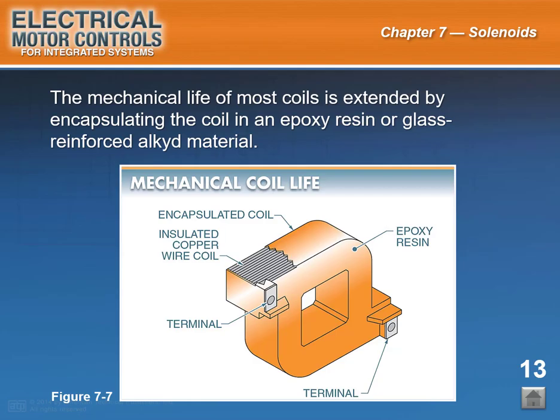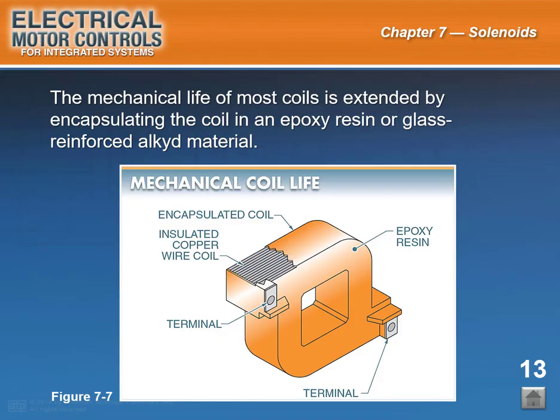End of slide 12. Start of slide 13. Slide caption: the mechanical life of most coils is extended by encapsulating the coil in an epoxy resin or glass-reinforced alkyd material. See figure 7-7. Magnetic coils are normally constructed of many turns of insulated copper wire wound on a spool. In addition to increasing mechanical strength, these materials greatly increase the moisture resistance of the magnetic coil. Because magnetic coils are encapsulated and cannot be repaired, they must be replaced when they fail.